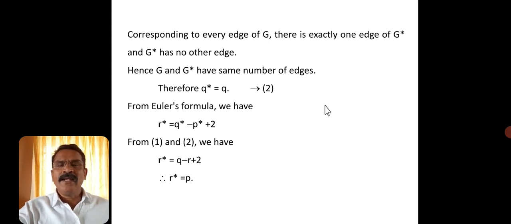And as I said, you are considering a plane graph. So G is a plane graph and the geometric dual G star is also a plane graph.